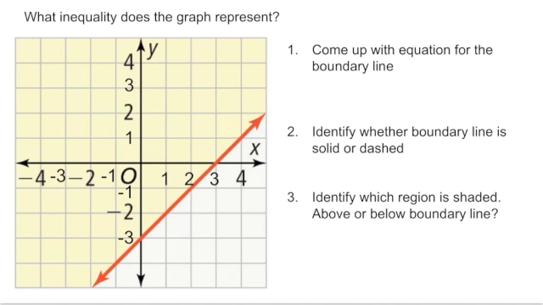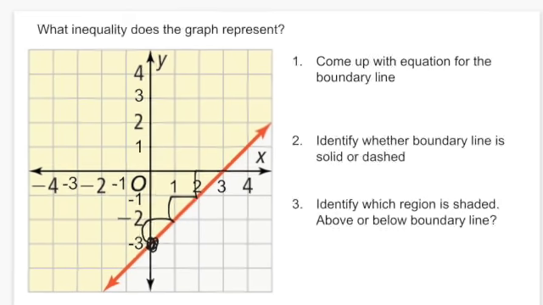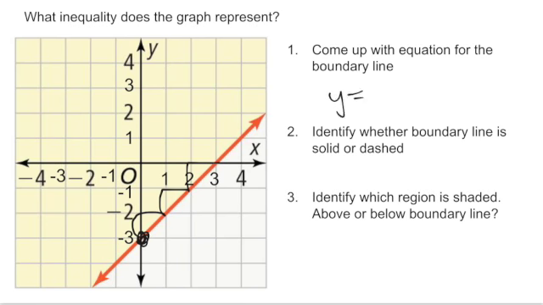Okay, now let's do the reverse. If we have this graph here and we want to come up with the inequality, we're going to just first think of what the boundary line is, and we're going to write that as an equation with an equal sign. So we'll start with our y-intercept, that is -3, and then from there we move up 1 to the right 1, up 1 to the right 1, up 1 to the right 1, so our slope is a +1. So I can write that as y equals, instead of writing 1x, I'll just write x, and then -3.